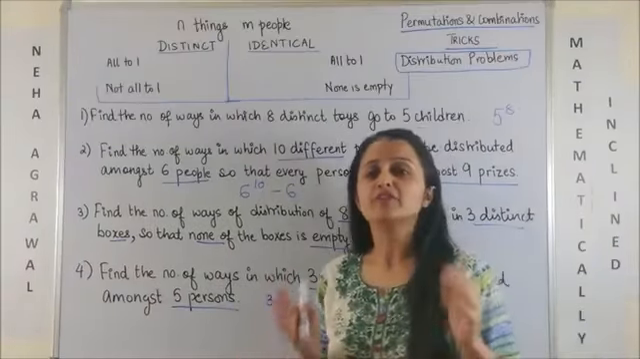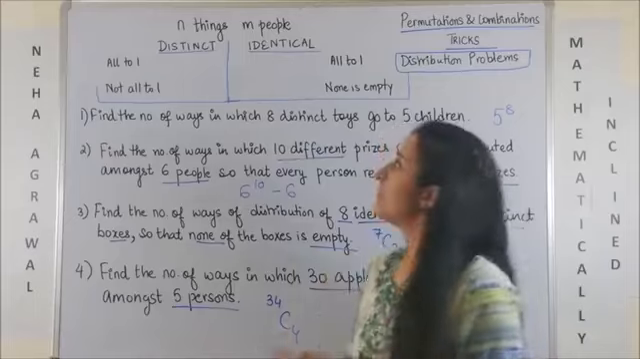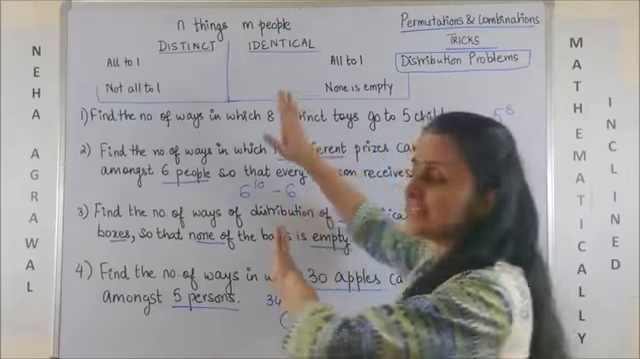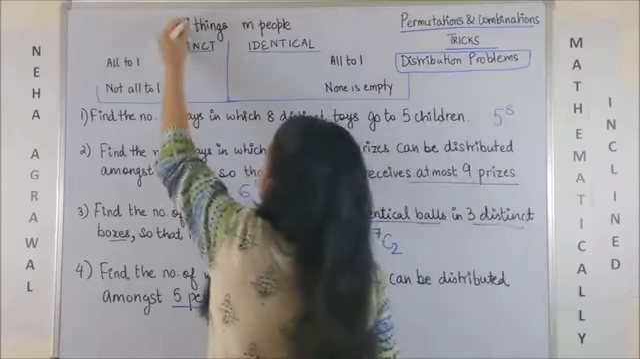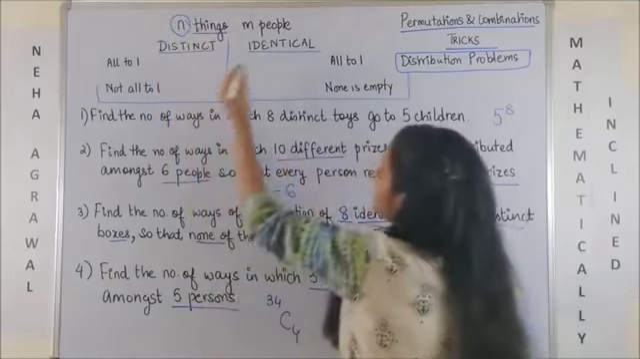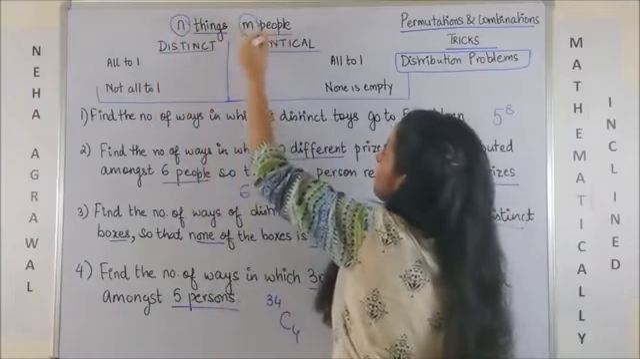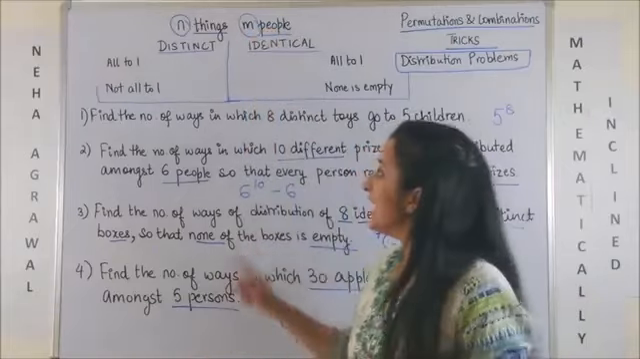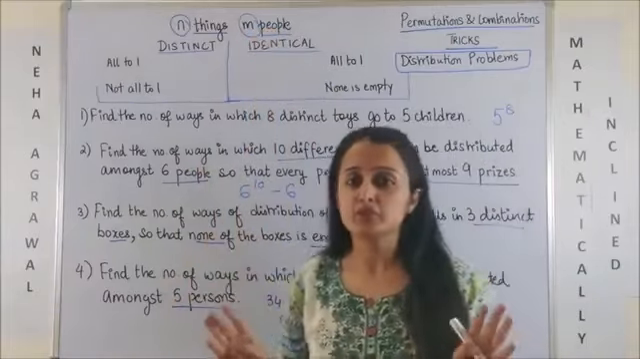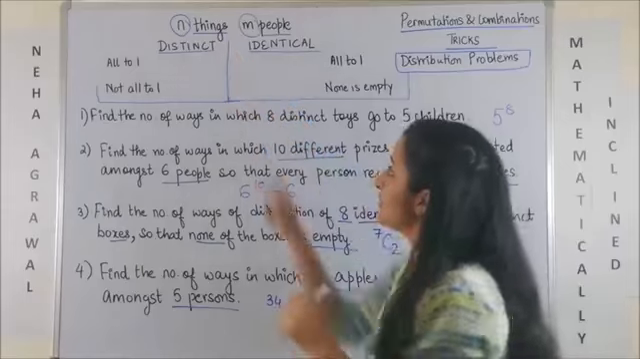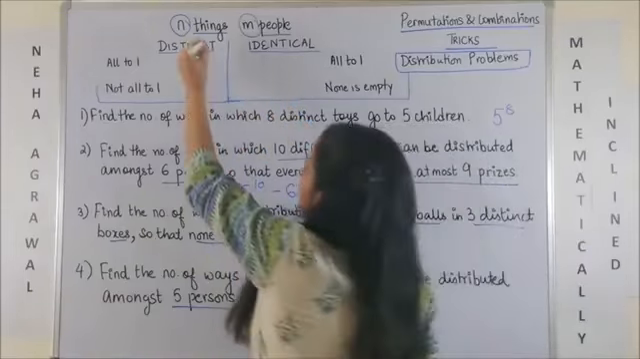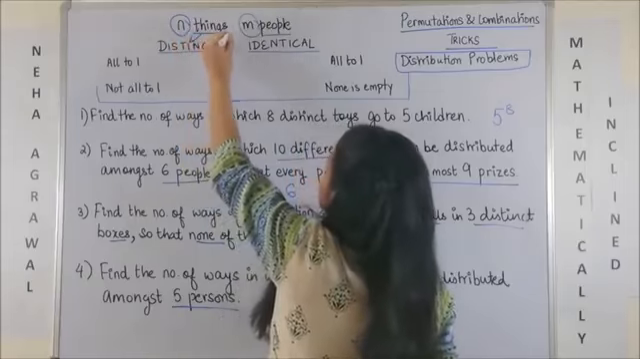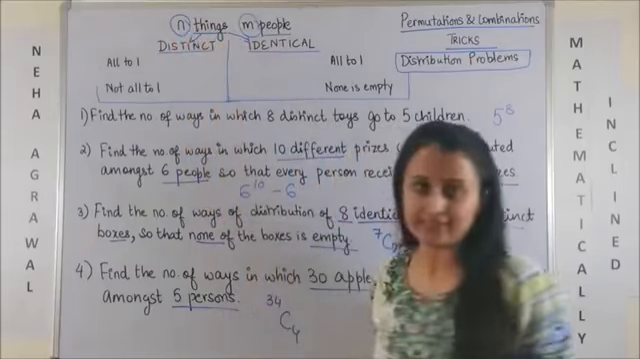So talking of the logic or the formula part, I have divided this distribution problem further. If I have n things which have to be distributed amongst m people, how would we do that? First of all, you would have to check whether the things are distinct or the things are identical. The people would, of course, be distinct.